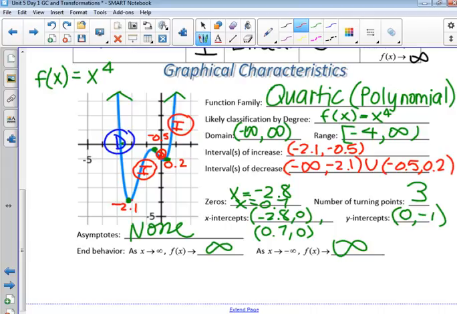Then what do I start doing from 0.2? Increasing. Maximum stays at 0.2. And we increase to positive infinity. Not because I'm going up, but because I'm going out. Okay, x values.